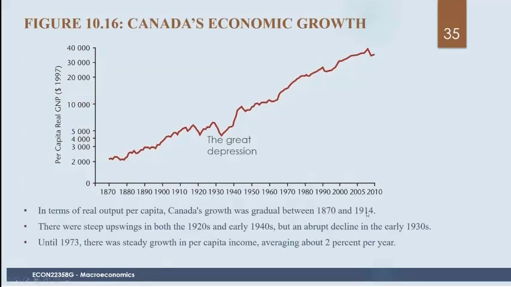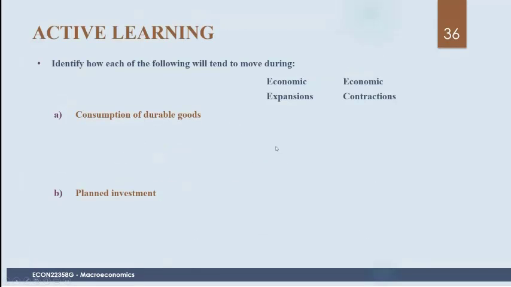It was gradual between 1870 and 1914. Still not too bad. And then there were steep upswings in the 1920s and 30s here, but an abrupt decline in the early 30s. Well, that's because of the Great Depression. And until 1973, there was steady growth in per capita income, averaging around 2% per year. So the average growth rate has been less since the mid-1990s. So maybe artificial intelligence or something like that might be the thing that can boost our productivity even further and further increase our standard of living.